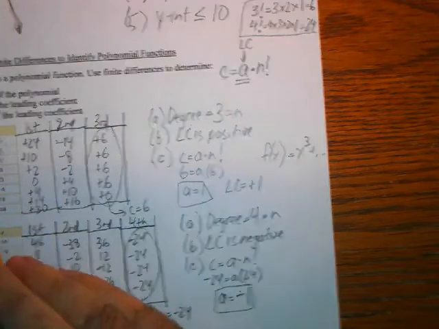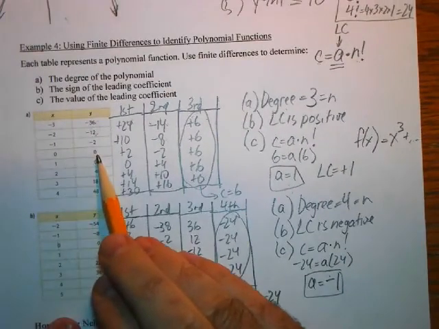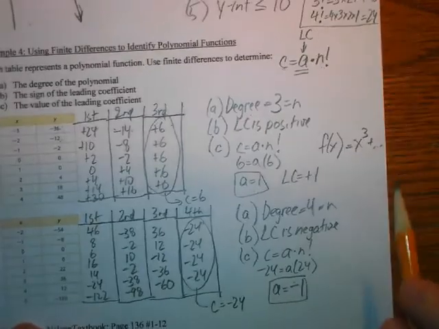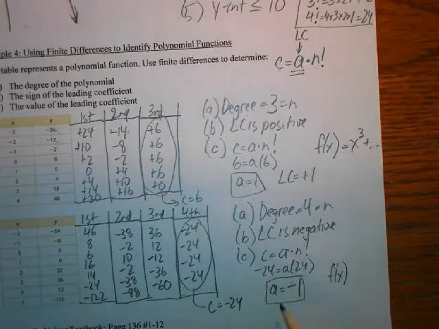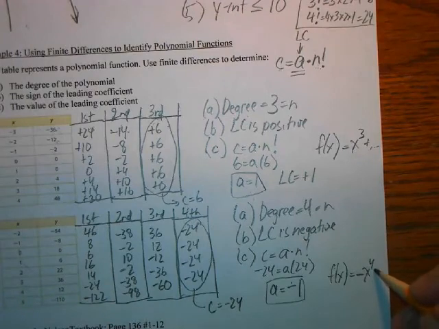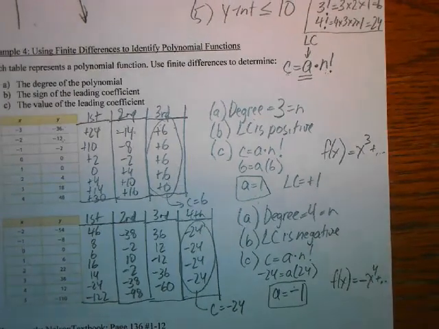I could look and see over here, well, the y-intercept is 0, so that means the constant is 0. And here, we know the leading coefficient is negative 1, and it's degree 4, so we know the first term is negative x to the 4th. Okay?